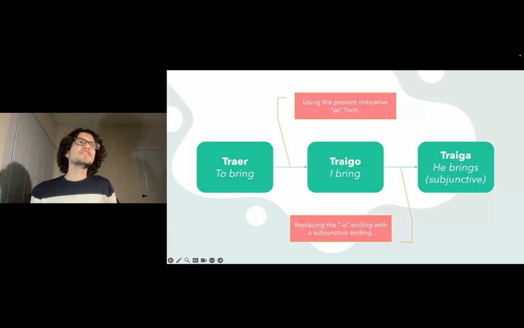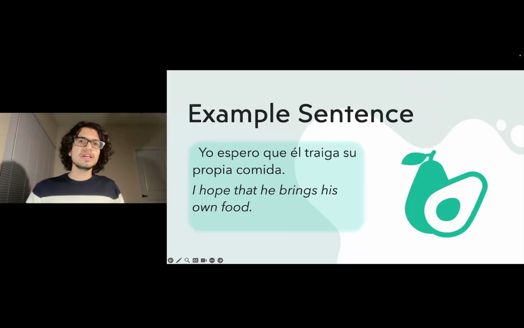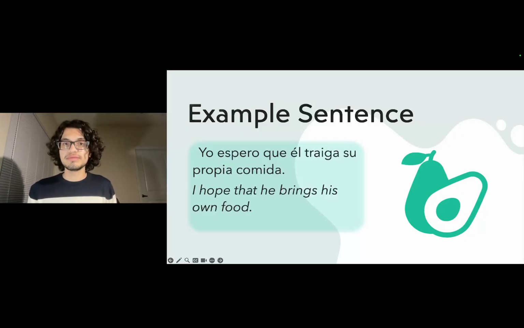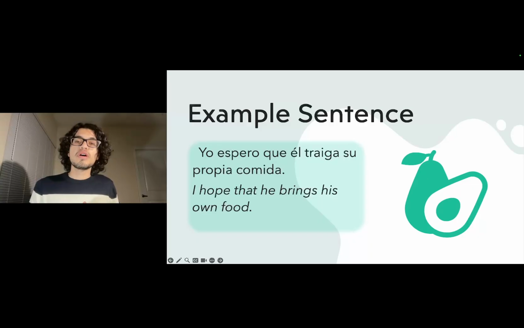A way we would use this in a sentence would be to say, yo espero que él traiga su propia comida. I hope that he brings his own food. Some people who are new to Spanish would incorrectly translate this sentence as yo espero que él trae su propia comida. But that's grammatically incorrect. But why?